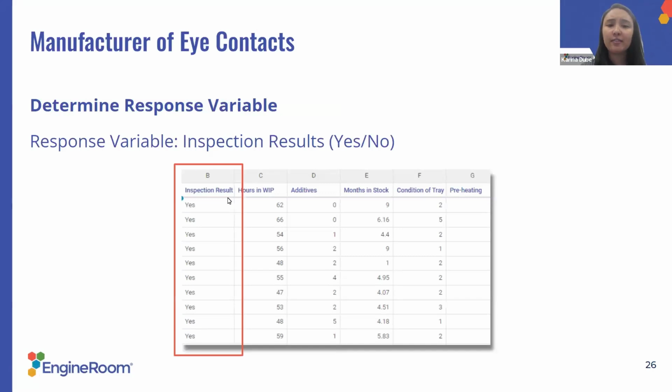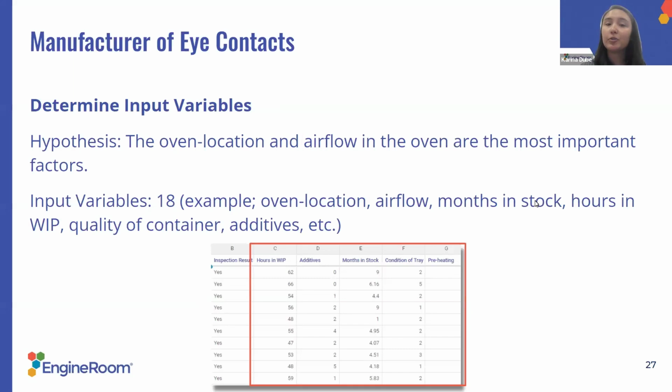So over here on the left, we're going to see that the inspection result is yes or no. Yes being it found a defect, no being there was no defect found. And we're going to organize them into a column of data like so. Next, we're going to determine our input variables.